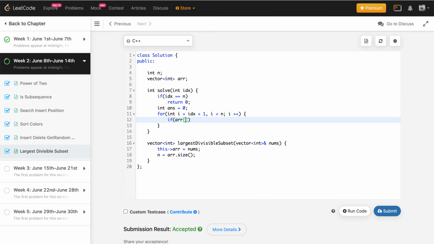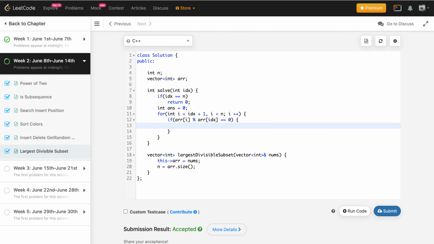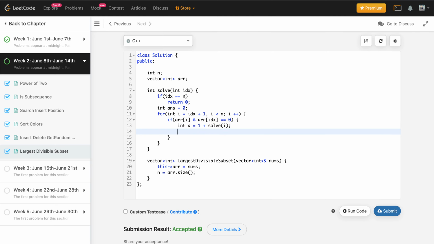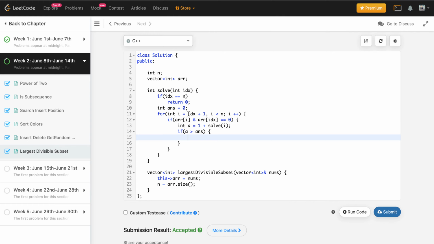That means if array of I is divisible by array of idx, then we have found a potential candidate, and we are going to find the answer for this one. So we say that we will find an answer. Let's say we find the answer for this one, which would be 1 plus, because we are including this particular I, 1 plus all the answer starting from I, and we check if this is greater than the answer that we have found till now. What will happen in that case?